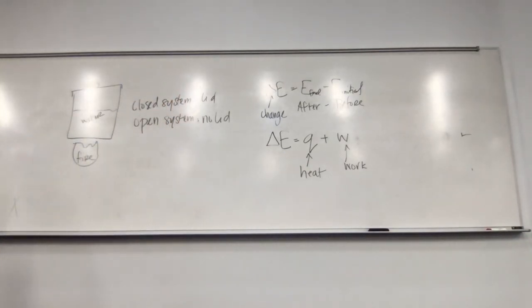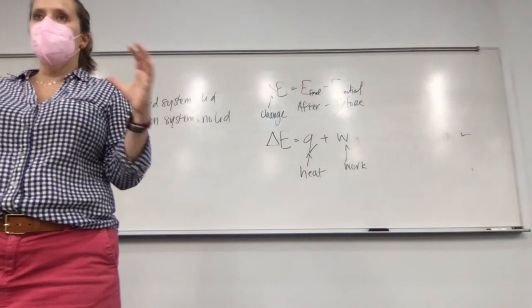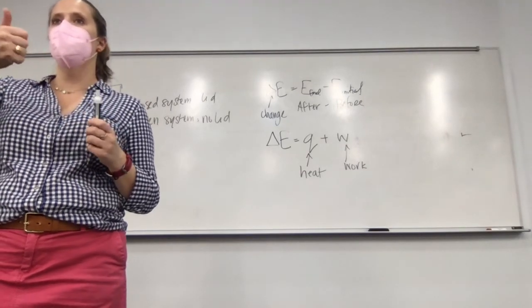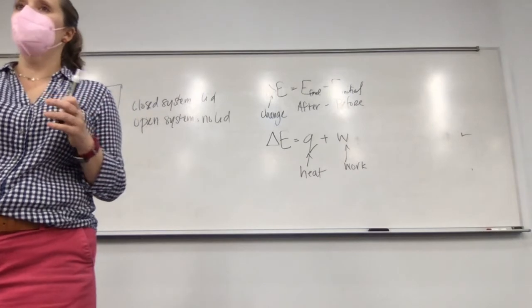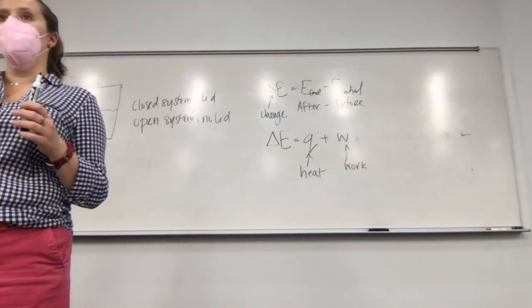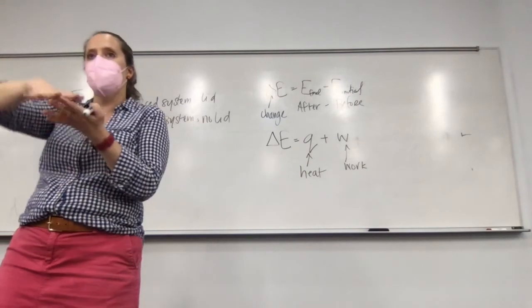I have a question. What do you mean by work for the negative? The system does work on the surroundings. What does that mean? So if you were to be doing an expansion in some type of a container that has a piston, as it expands, the piston pushes against the surroundings. So that is work done on the surroundings. Work done on the system would be if something is squashing the system.